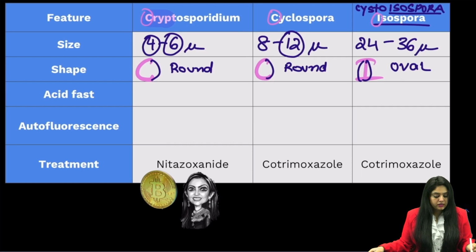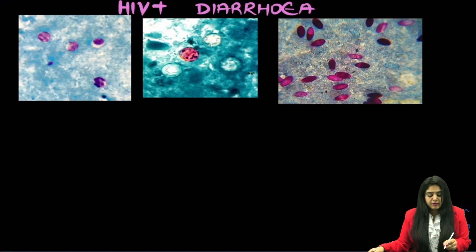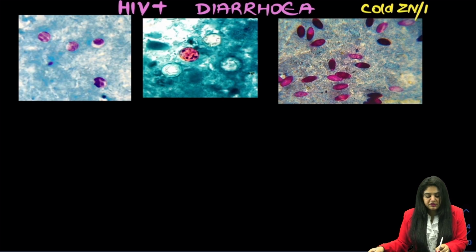Coming to the next one, acid fast. Are all of them acid fast? Yes. And what stain am I using? Let me show you the picture. What stain am I using over here? Not just the Zn stain. There's a special type of Zn stain, and that is known as the cold Zn stain. K for K. Cold Zn stain is going to be for the Kinyoun stain. Another name given for it is Kinyoun stain.